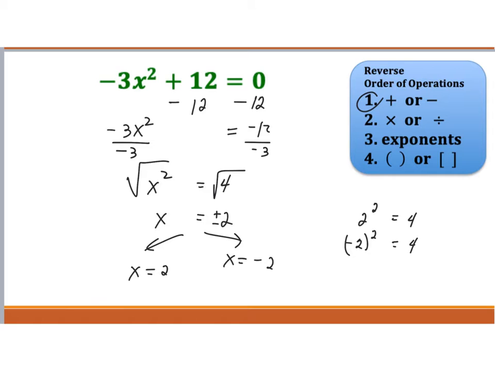Now notice that just like all of the other quadratic equations that we solved so far, this equation also has two answers. And remember that the special name for answers when you're solving an equation is solutions. So this equation has two solutions, positive 2 and negative 2.